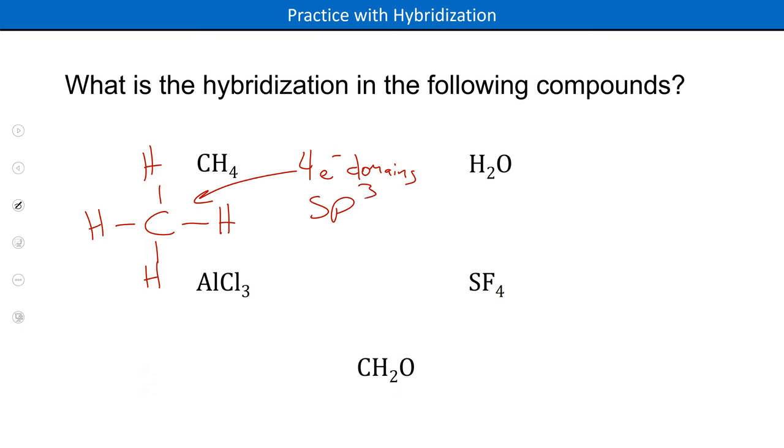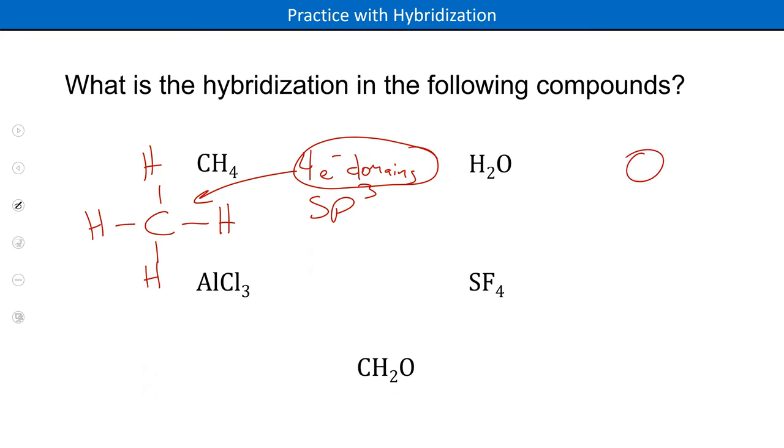It's sp3, which means it's also tetrahedral, right? It tells us that as well. The fact that it's sp3 means by definition it's tetrahedral electron geometry. So counting electron domains, hybridization, and electron geometry are all different ways of saying the exact same thing. But you have to start by making your Lewis dot structure. So starting by counting electron domains to get to those others is usually the best way to do it.